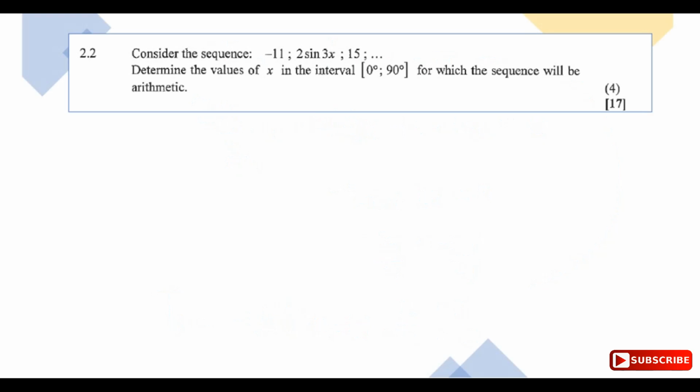The last question. Consider the sequence -11, 2 sine 3x, and 15. Determine the values of x in the interval 0 degrees to 90 degrees for which the sequence will be arithmetic. Okay, the first clue they're telling us, guys, is that the sequence will be arithmetic, right? And guys, what do we know about an arithmetic sequence? We know that when you are working with an arithmetic sequence, for example, we've got negative 11, we've got 2 sine 3x, and we've got 15.